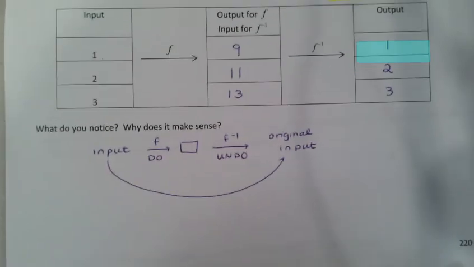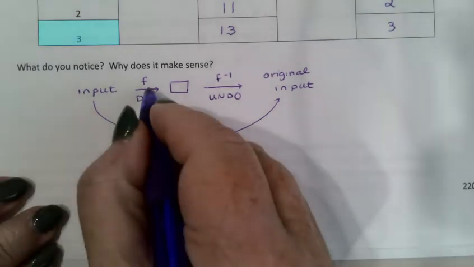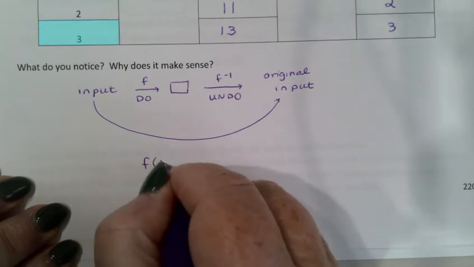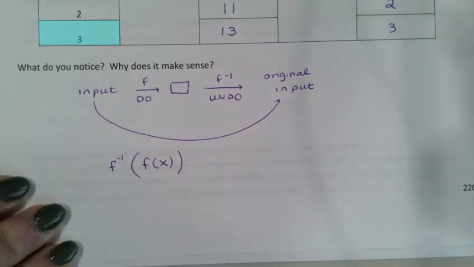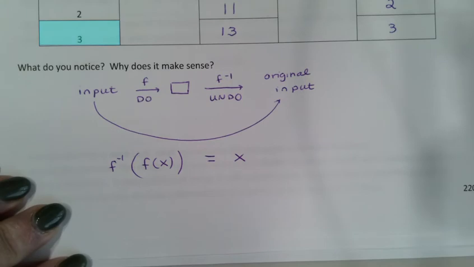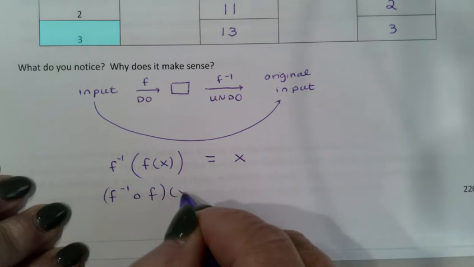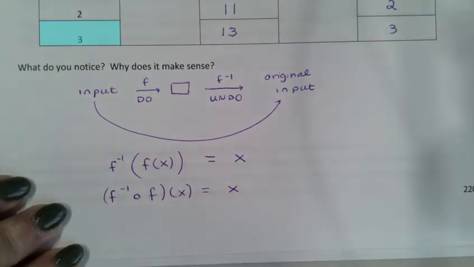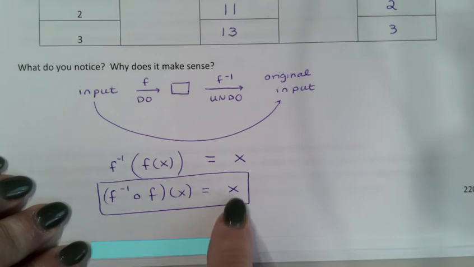All right. There's a more formal way of writing that. Actually, I should do that before I go to the next page, probably. Let's write that out just a little bit more formally. First I'm doing f of whatever my input x is, and then I'm doing f inverse of that, and it just gives me the original input x back again. I could write that in composition form, as we did at the top, f inverse composed with f of x should always equal x. Do something, undo it, and you just get x back again.